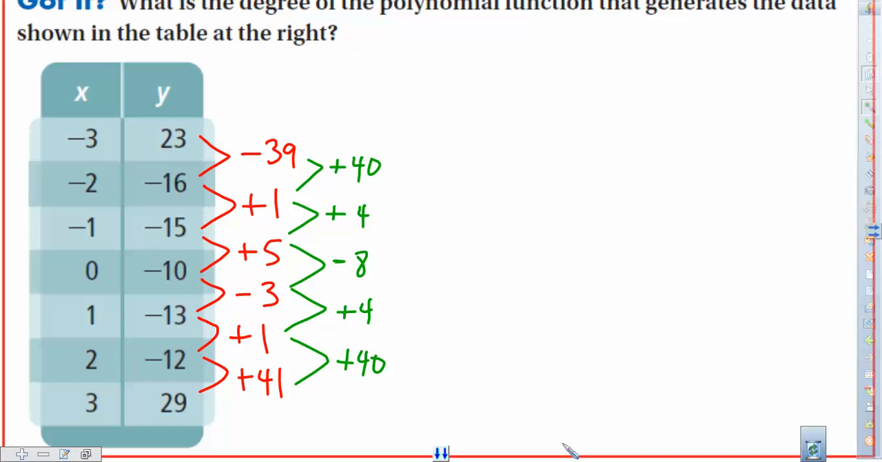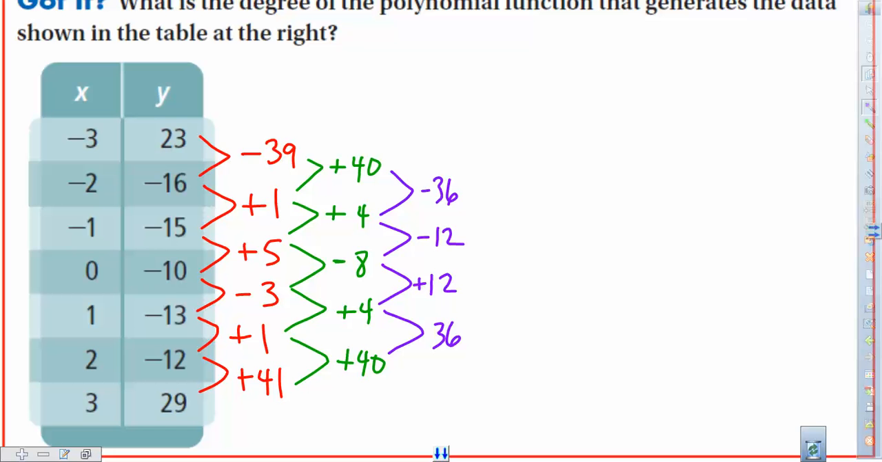All right, take a look at that. How'd you do? Do you see why we still need to continue? The second differences are not constant. So we'll pause it again. Get those third differences. Take a look at those. Still not the same. Starts to get a little bit annoying, but let's see. I think I got a good feeling about this next one.